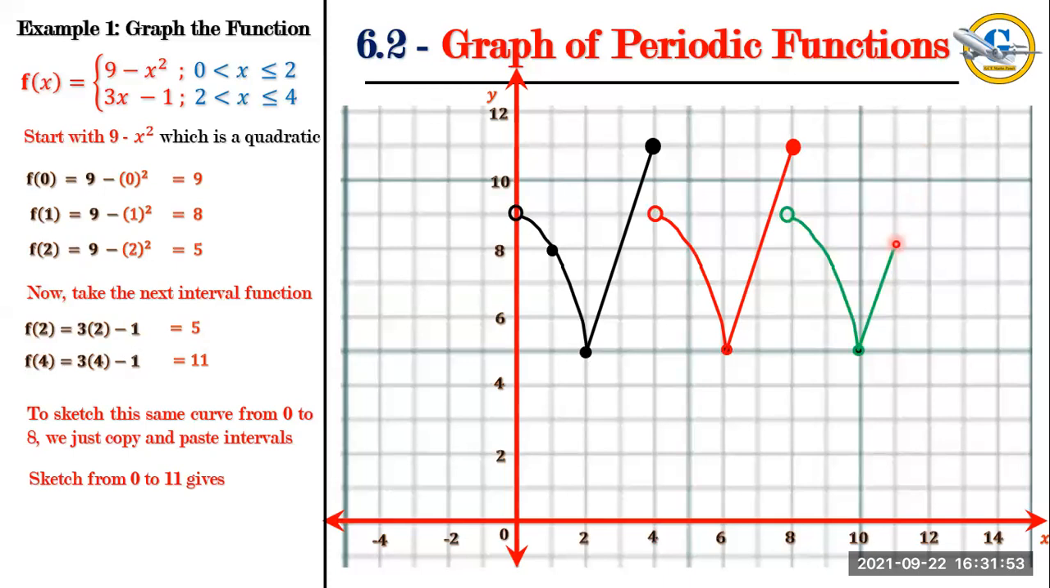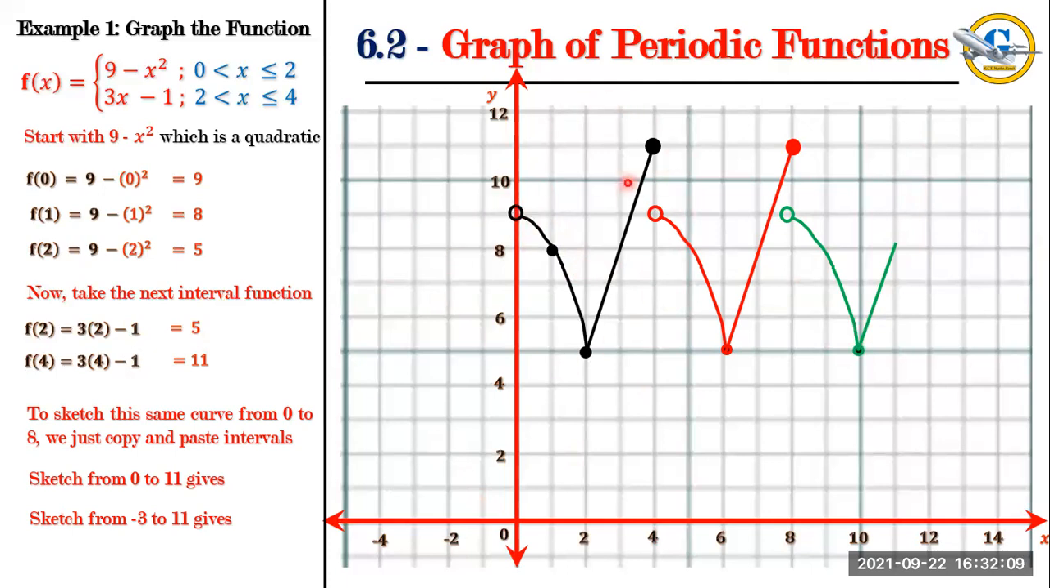What if they ask us to sketch from, let me say, -3 to 11? So I'm just taking some intervals and extending. Now I already have from 0 to 11. I just need from -3 to 11. So I'm just going to copy and paste.